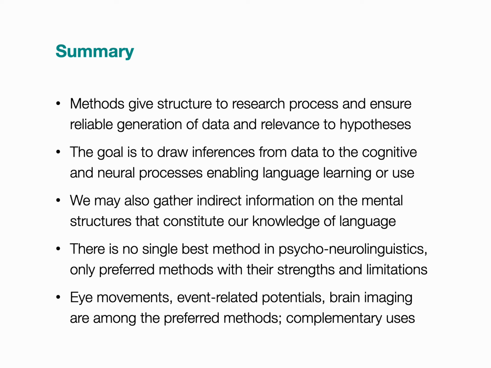We have also said that there is no single best method in psycholinguistics and neurolinguistics. There are preferred methods given certain questions, and each method has its own strengths and limitations. We have looked at three widely used methods: eye movements, event-related potentials, and functional brain imaging. We've also noted that they have complementary uses. They need to be integrated in the long run to arrive at more complete pictures of what happens in the brain in space and time, and from there to draw inferences about the cognitive mechanisms that support language learning and use.